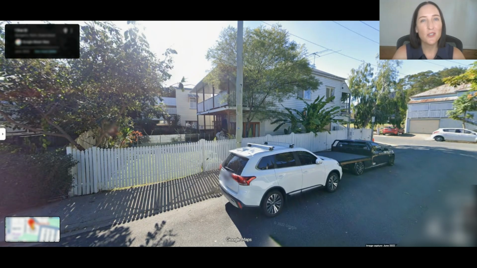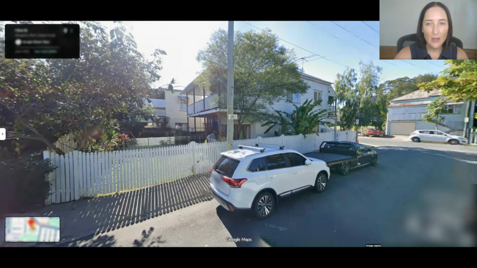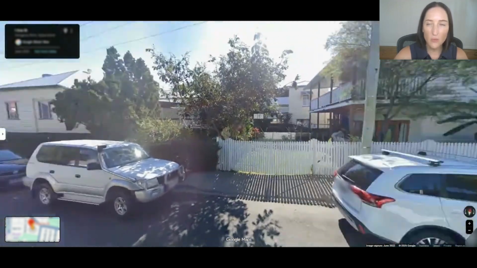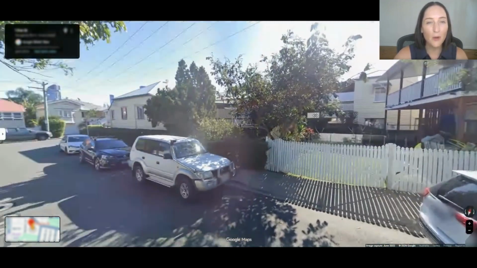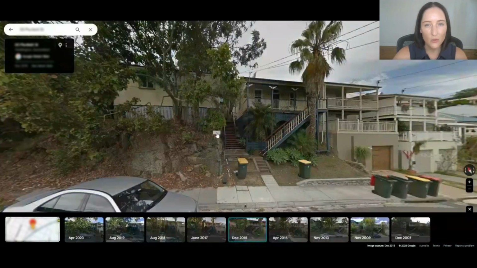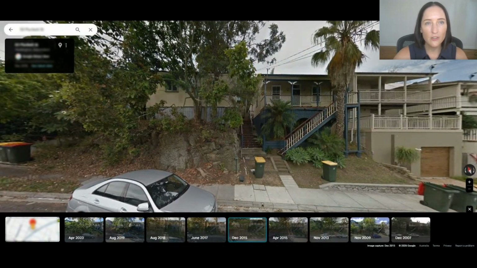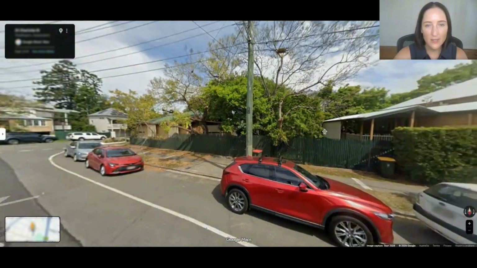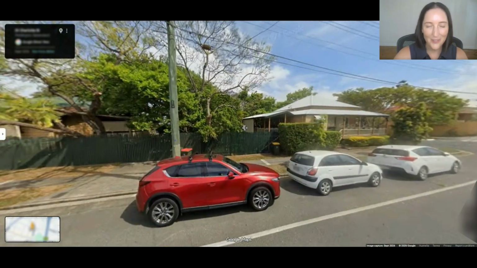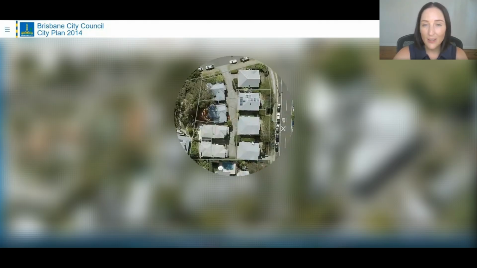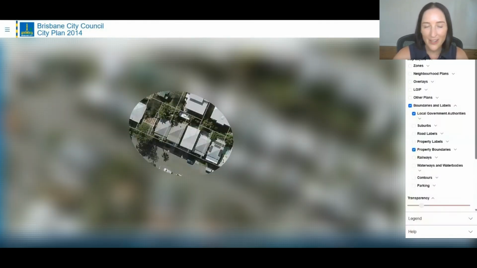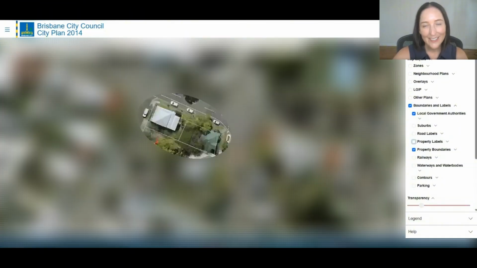So first things first, what do these things look like? Well, I've got 3 examples for you here. In this example, we are looking at 2 structures which I'm sure you would agree look like pre-1947 detached dwellings. Same thing in the next, 2 structures, pre-1947 detached dwellings. From the air, these things look again like pre-1947 detached dwellings.